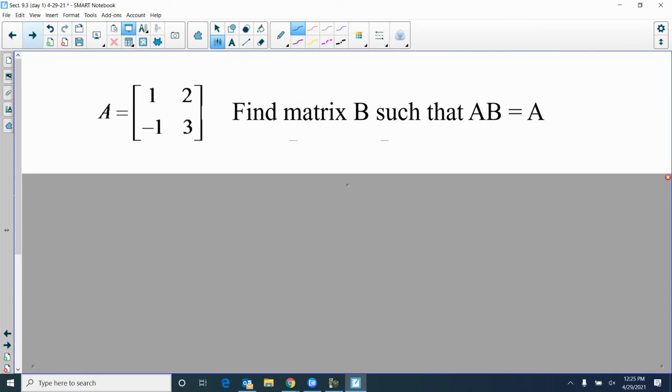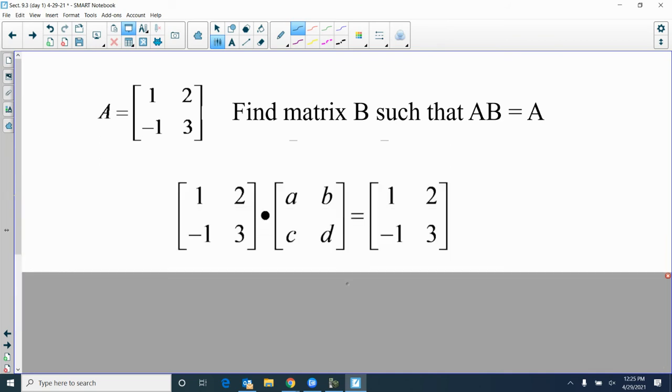All right, I'm going to give you some guided notes in a minute, but I need you to take a look at this. Without doing any work, what is your instinct? It says find a matrix B such that A times B equals A. That means it's got to be a 2 by 2. So I take this times this equals that. We can do the whole system of equations, but does anybody have a gut instinct of what those numbers should be? What can I multiply by to get back the same thing?